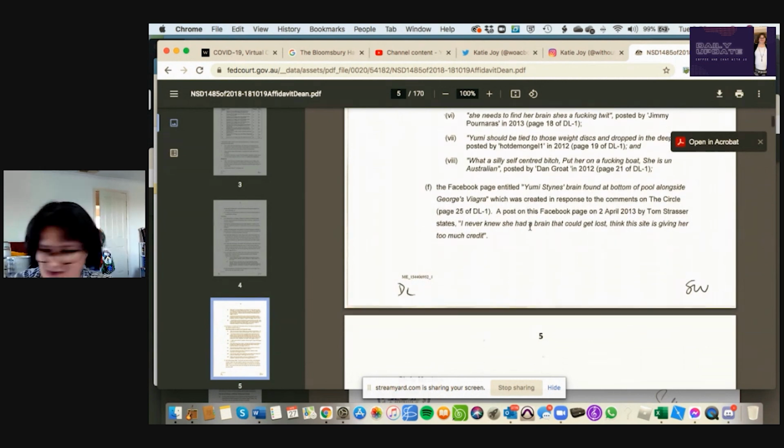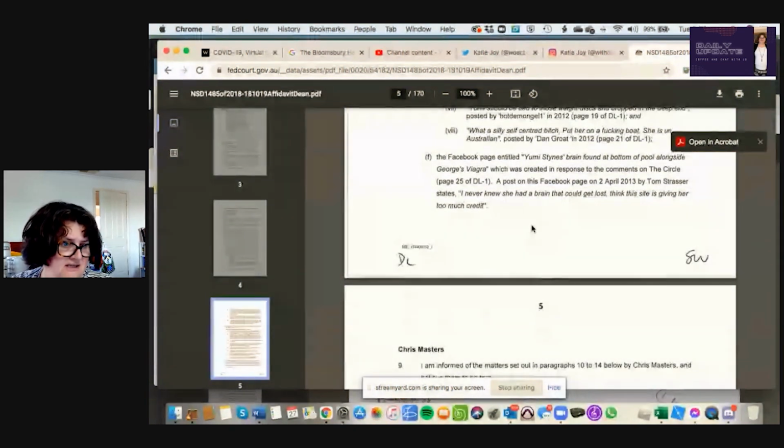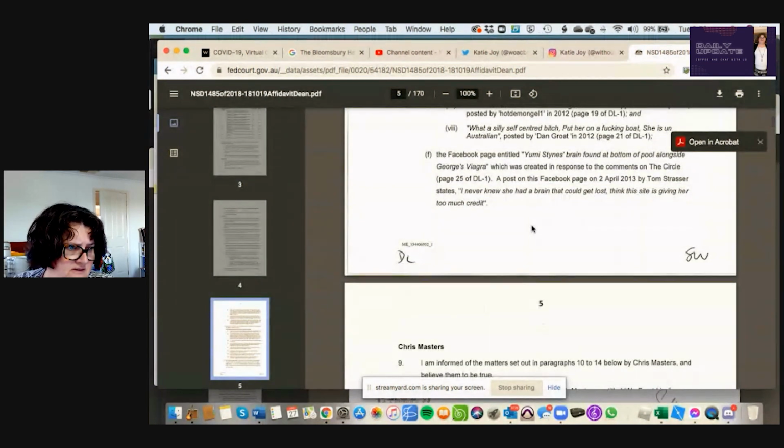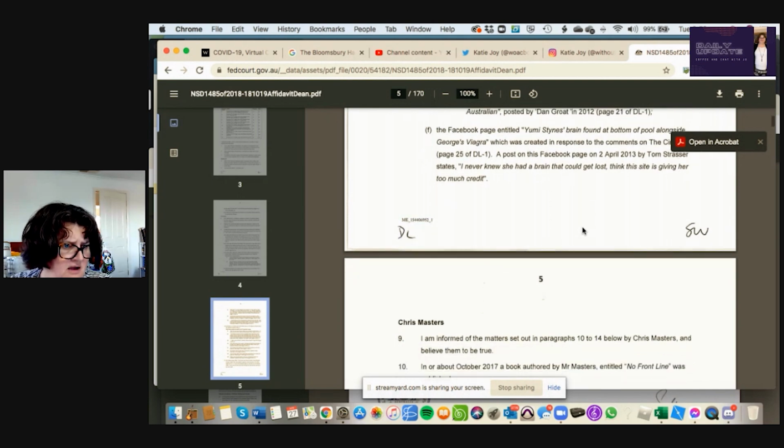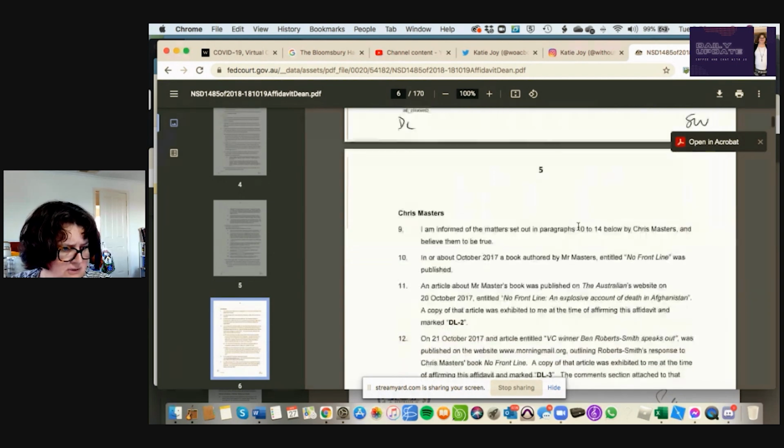A Facebook page entitled Yummy Stein's brain found at the bottom of the pool alongside George's Viagra, which was created in response to the comments on the Circle. A post on this Facebook page on 2nd of April 2013 by Tom Strays states, I never knew she had a brain that could get lost. I think this site is going to give her too much credit.